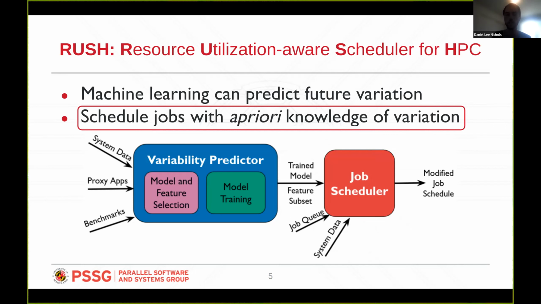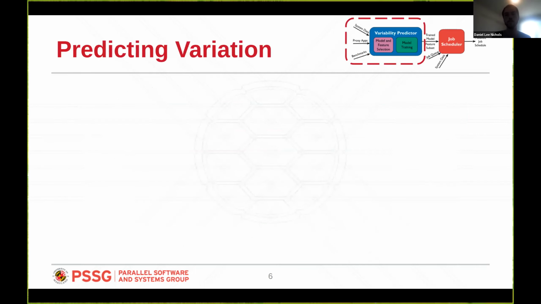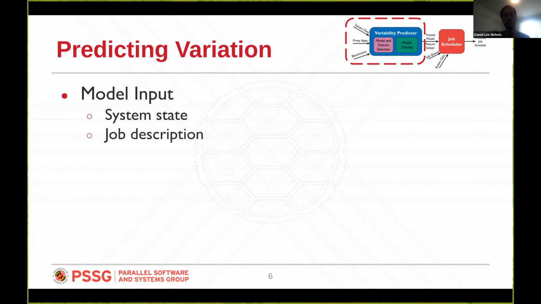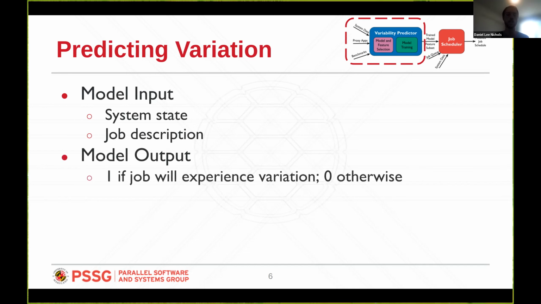I'll first dive into the first part, the variability prediction module. At a very high level, we want to take into a model information about the current state of the system, the relative health of the network, the file system, and such. We also want to take information about a job. Then given those two pieces of information, we want to predict whether that job run on the current system state will experience variability or not.